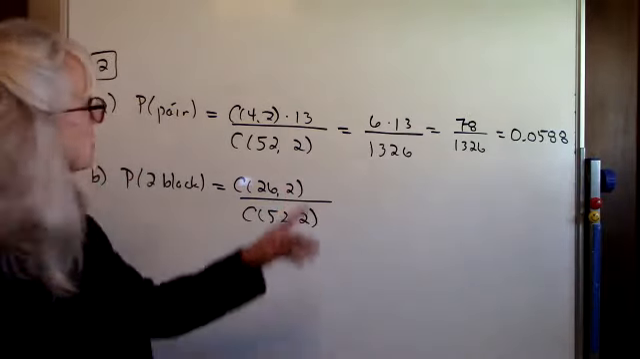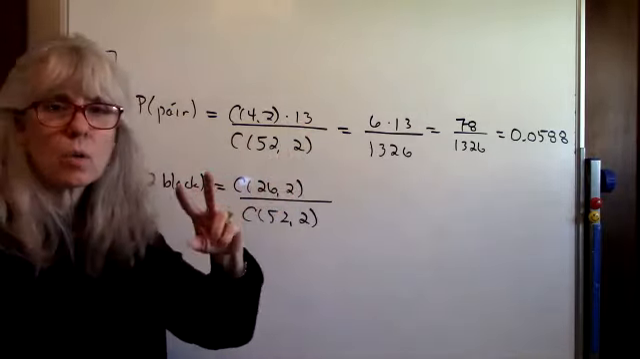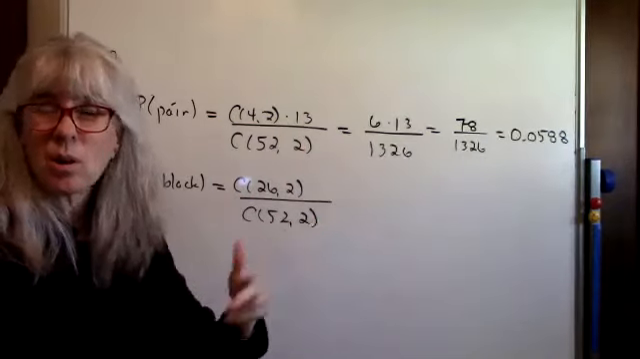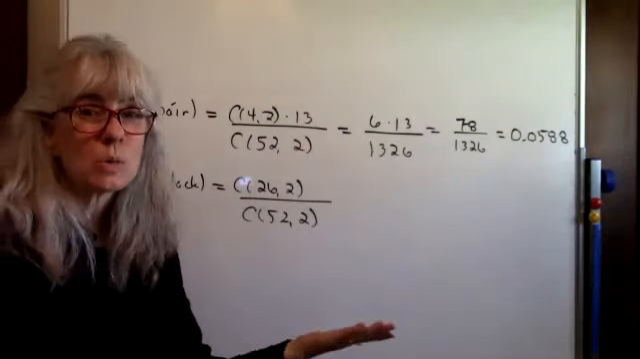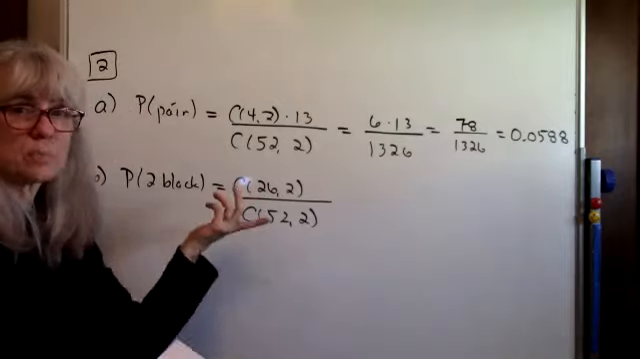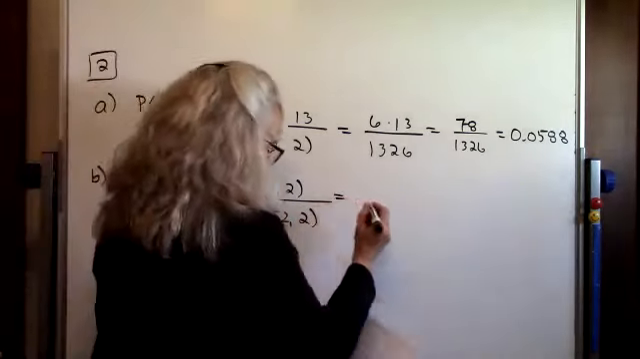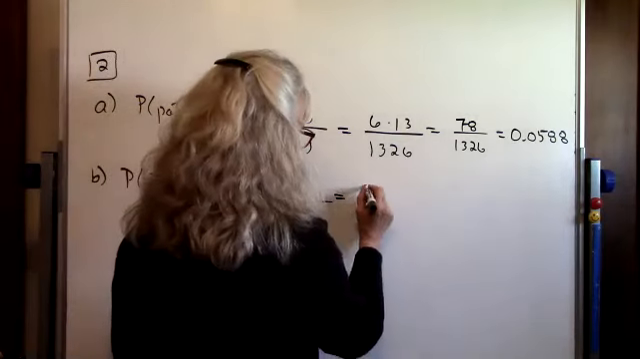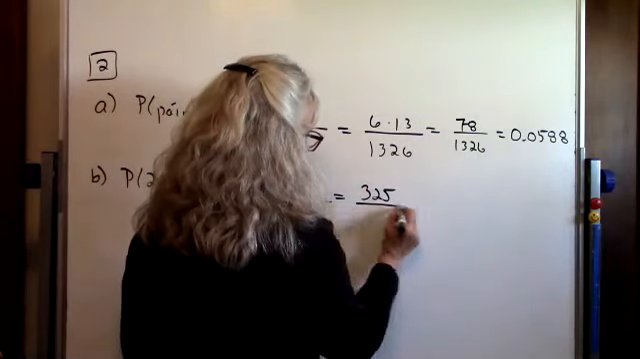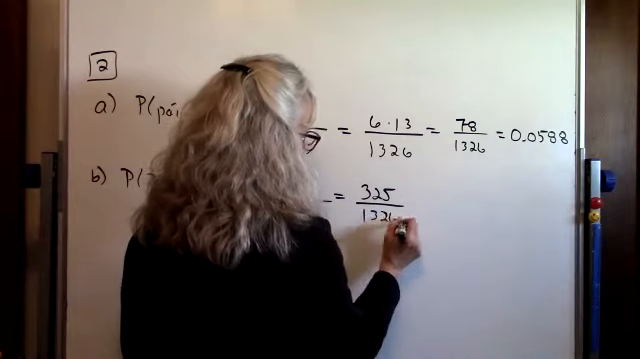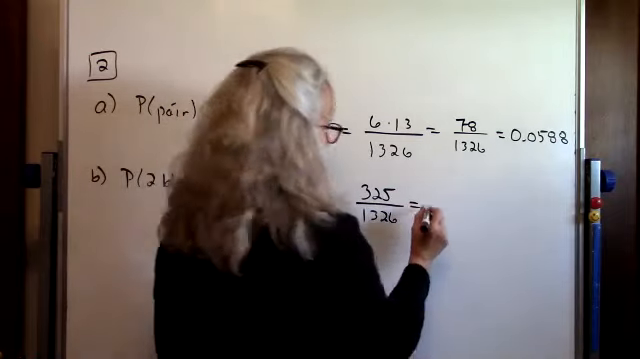So I don't have to do this multiplying by 13 because I don't care whether or not those black cards are the same number or 2 different numbers or even the same suit. So I could have a 3 of spades and a 4 of clubs, and it would fit what we're looking for. So the combination of 26 choose 2 is 325 over the 1326, and that comes out to be 0.245.